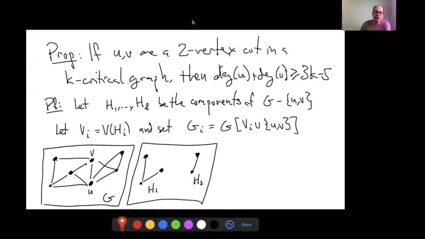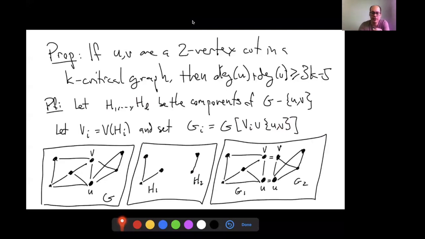And now what I'm going to do is look at the graphs that I get by taking each of those bits, this bit and that bit, and adding in u and v and the corresponding edges connecting it to those components. So what we get in that case is these couple of graphs. I'm viewing both of these as subgraphs of my original graph. So I take the H1 part, I add in u and v, and that gives me all this stuff on the left. And then I can take H2, these two guys, I add back in u and v, put in all the edges that you got, and you get these two subgraphs.